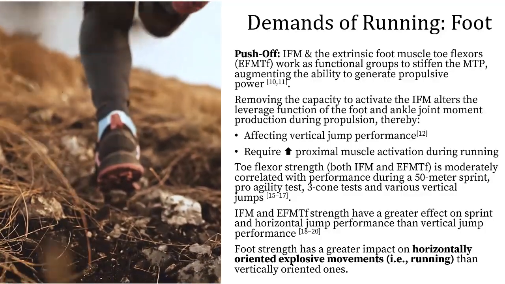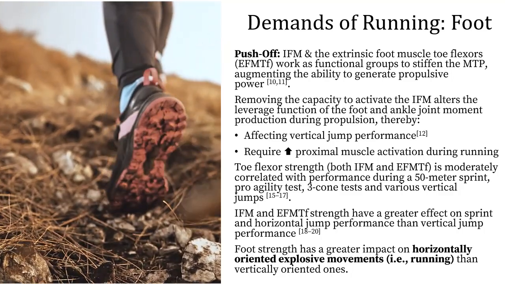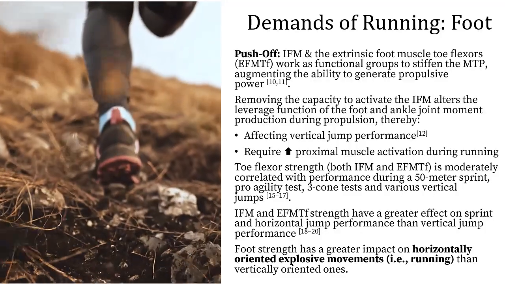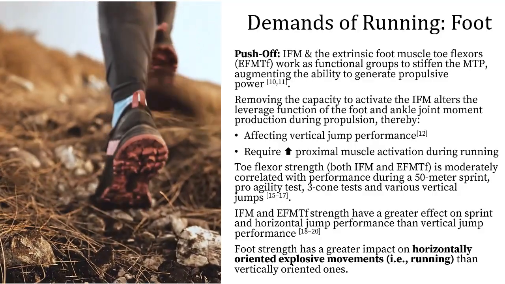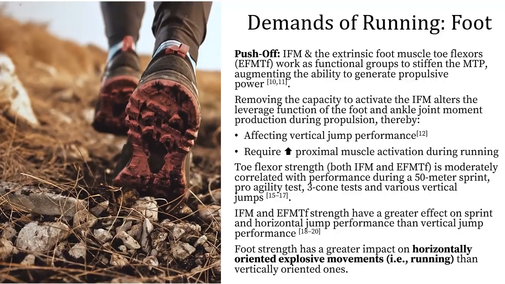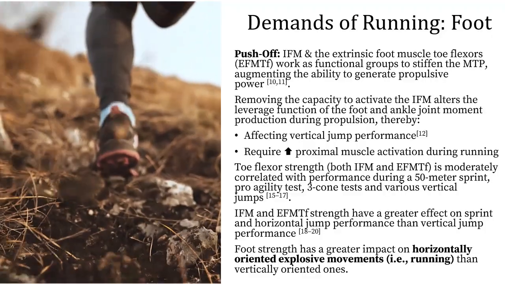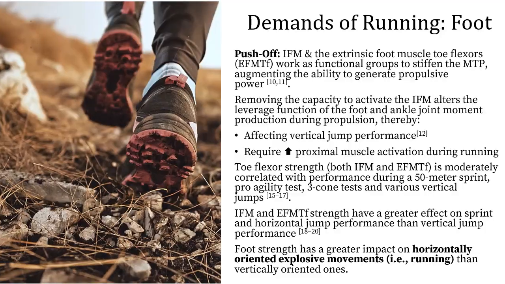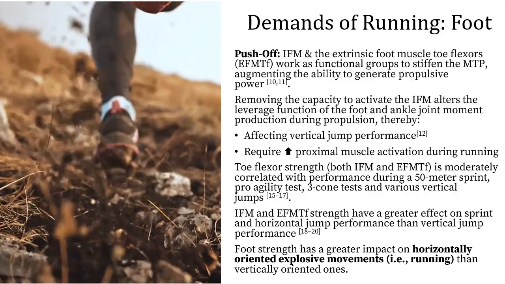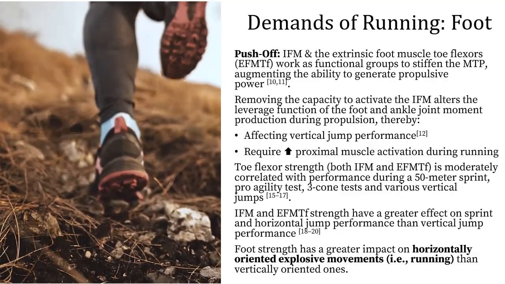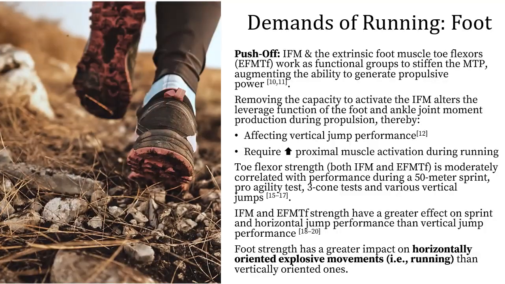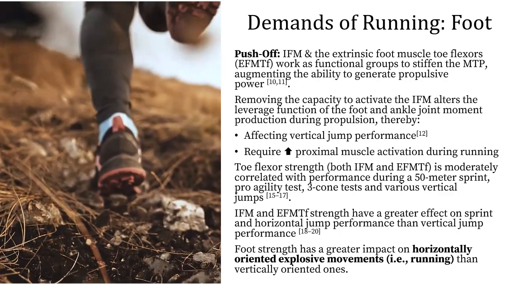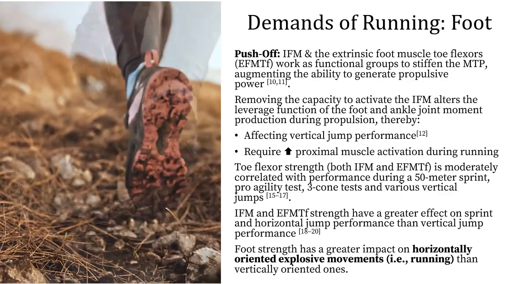So toe flexor strength, both the intrinsic foot muscles as well as the extrinsic foot muscles, is moderately correlated with performance during a 50-meter sprint, pro agility tests, three-cone testing, and various vertical jumps. Both muscles, intrinsic and extrinsic to the foot, have greater effect on sprinting and horizontal jump performance than vertical jump performance, and foot strength has a greater impact on horizontally oriented explosive movements, i.e. running, than on vertically oriented ones, such as the vertical ground reaction force when doing a vertical jump and/or landing.